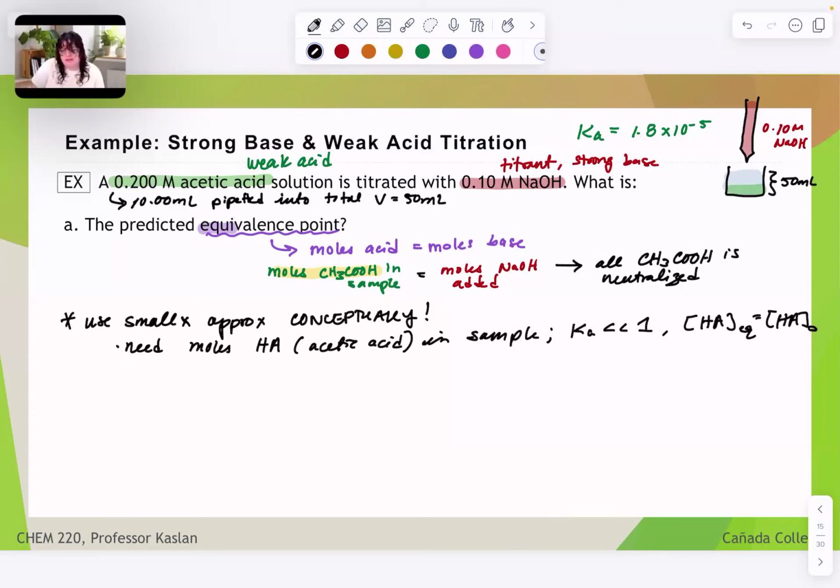If we make this assumption, this allows us to do a pretty basic stoichiometry calculation, meaning I need to figure out the moles of acid that I have so that I can ultimately get the volume of hydroxide solution needed to neutralize.